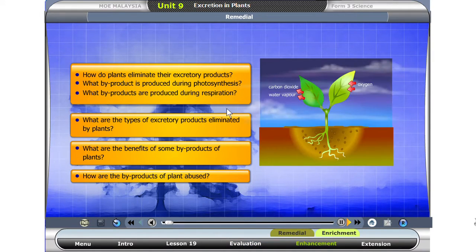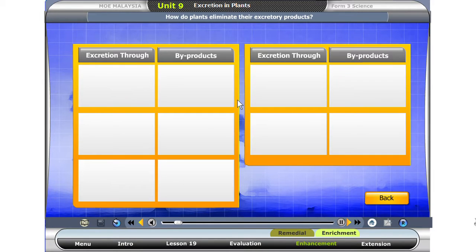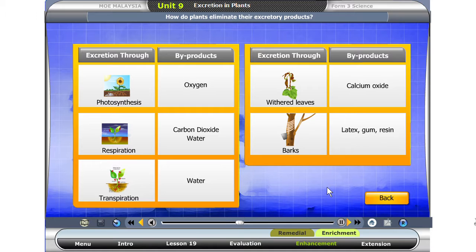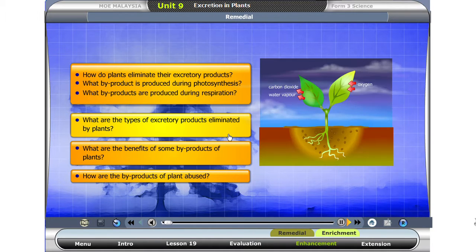Let us confirm what you know. Can you answer these? How do plants eliminate their excretory products? Plants excrete oxygen during photosynthesis. Plants excrete carbon dioxide and water during respiration. Plants excrete water during transpiration. Plants can also excrete complex waste when parts of them die, such as withering leaves. Byproducts like latex, gum, and resin are stored in barks.